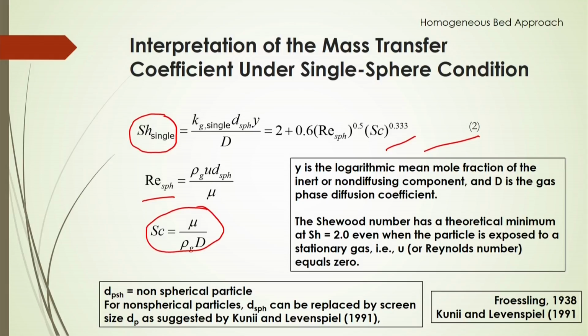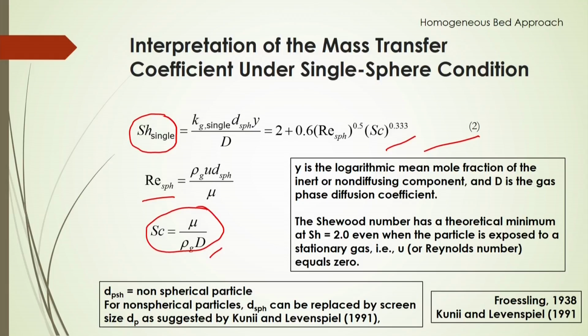Here this capital D is called the diffusivity of the gas, and y is one important parameter here, which represents the logarithmic mean mole fraction of the inert or non-diffusing component, and D is the gas phase diffusion coefficient.